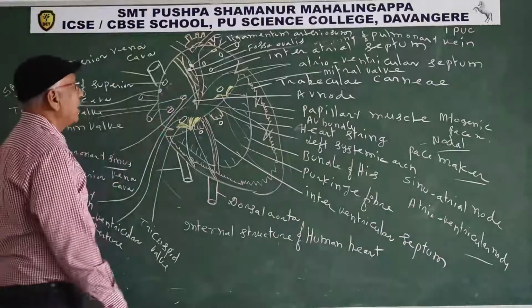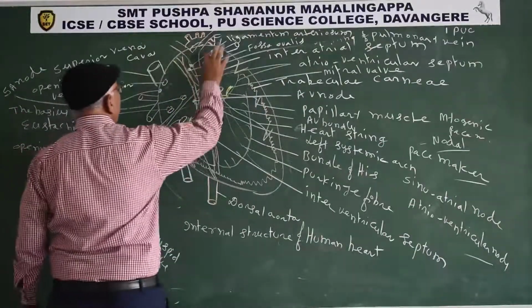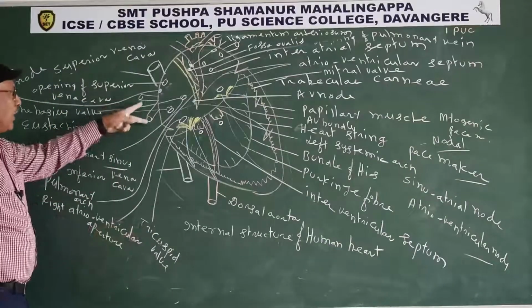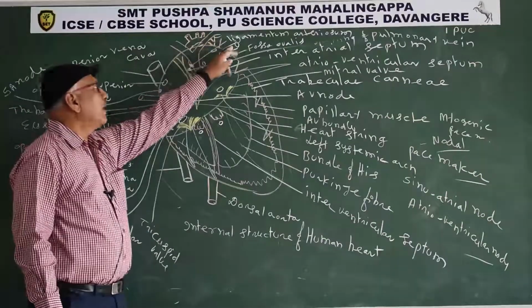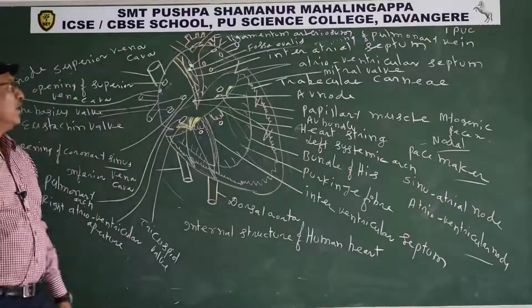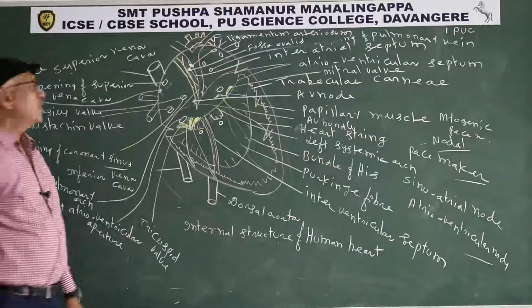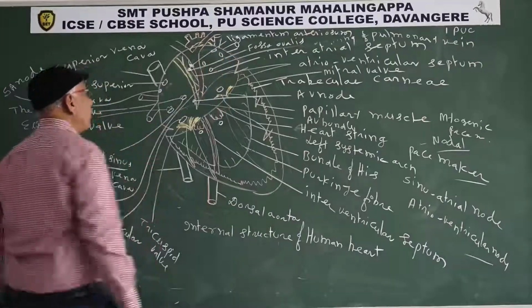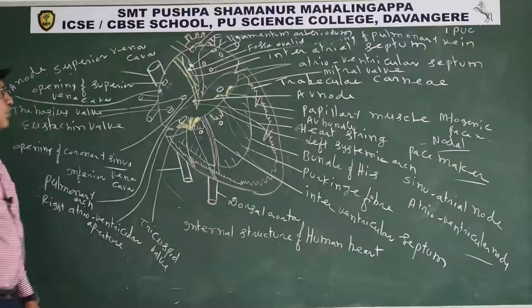Next one is the left atrium. The left atrium contains 4 openings. From the right lung, 2 pulmonary veins arise. From the left lung, 2 pulmonary veins arise. The 4 pulmonary veins pour the oxygenated blood into the left atrium through separate apertures.